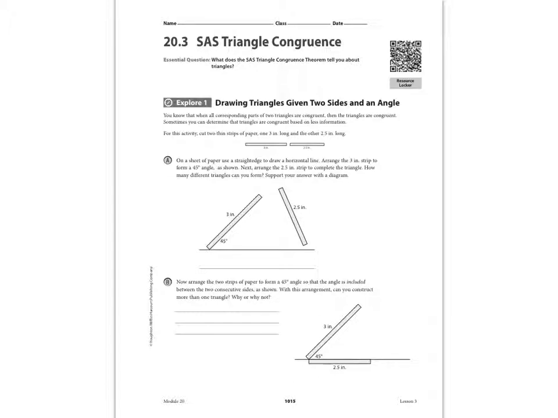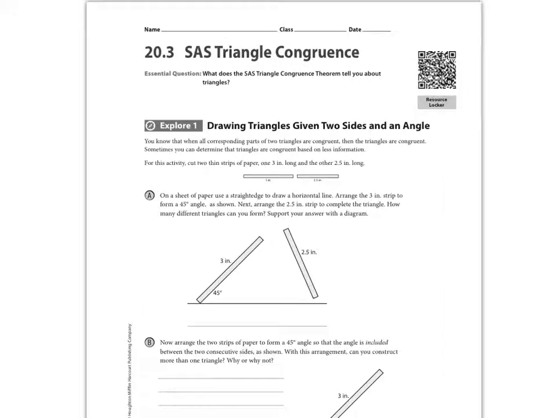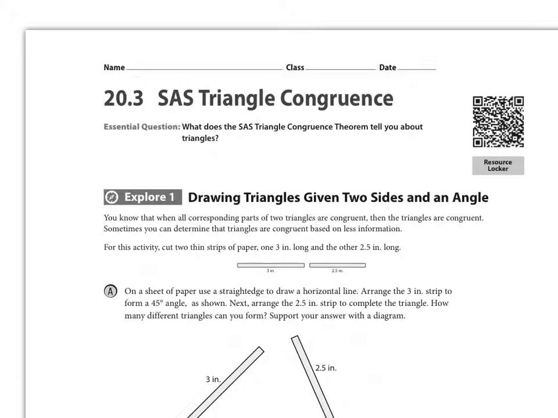Hello, here we have lesson 20.3, SAS triangle congruence. You learned in 20.2 the very first triangle congruence theorem, which is ASA, and here is our second one. And you could probably guess what this means. SAS is side angle side.